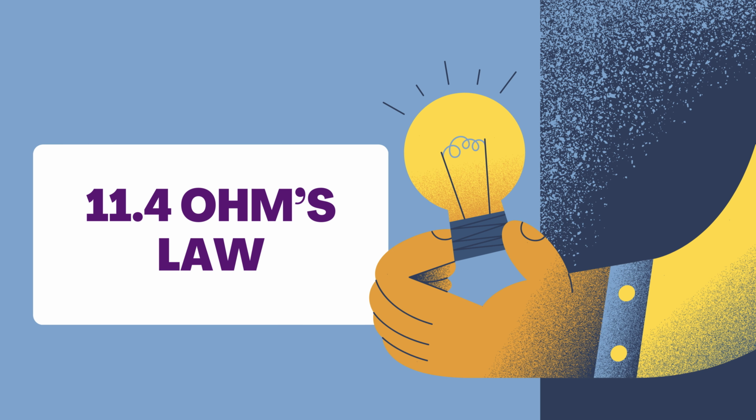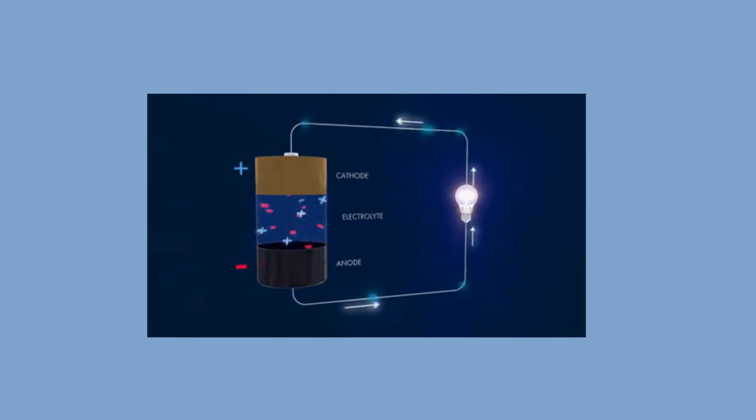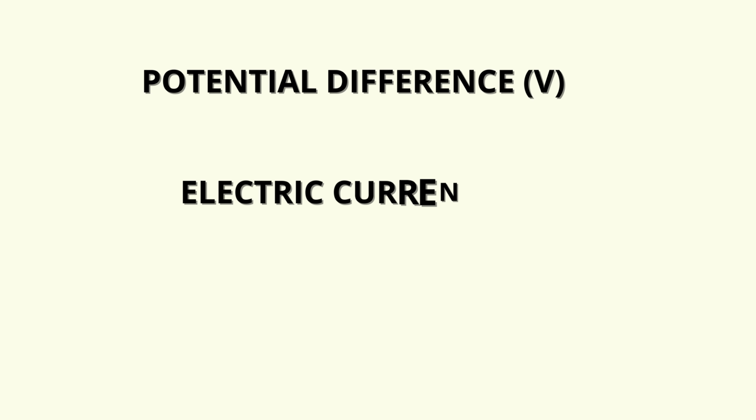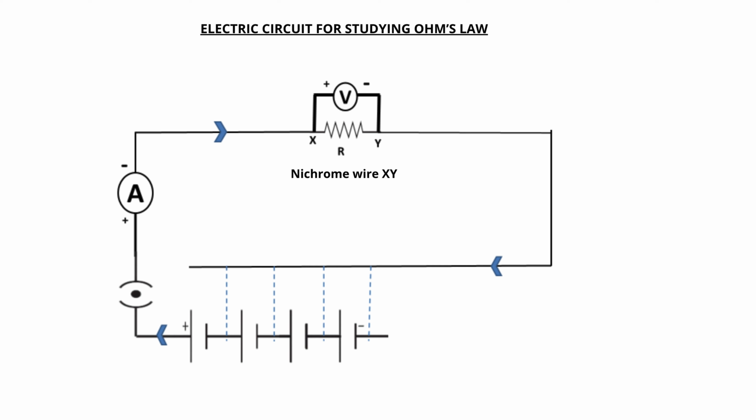Today's topic, Ohm's Law. In our previous videos, we have discussed the flow of electrons, electric current, potential difference, and circuit diagram. Students, stay tuned as we dive deeper and find out whether there is a relationship between the potential difference V across a conductor and the current I through it.